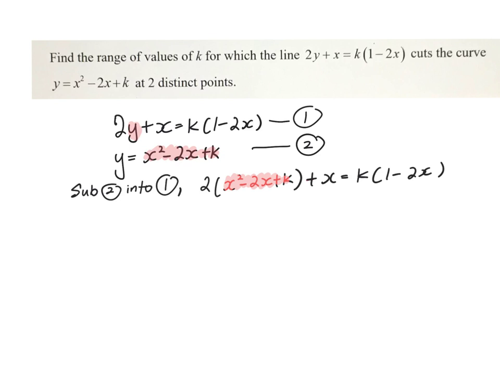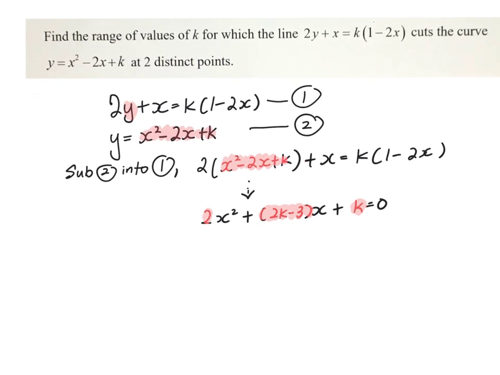So from this portion you can just go on and simplify your equation. You are supposed to get something like that, 2x squared plus 2k minus 3x. So again, you need to collect your a, b and c. You need to recognize what is the a, what is the b, and what is the c. You need to pull out the a, b and c.